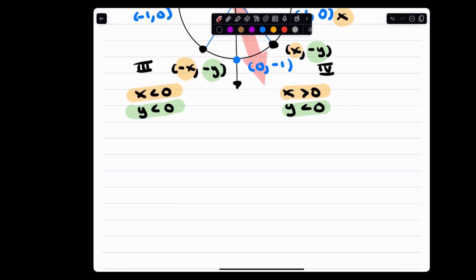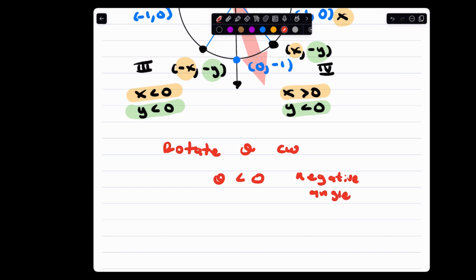Do you guys know? So in other words, if we rotate the central angle theta now clockwise, do you guys know what that really means? It means your angle is actually what? Negative. So theta is a negative angle. So clockwise rotation now means theta is what? Negative. Okay. All right, so we want to remember this idea.